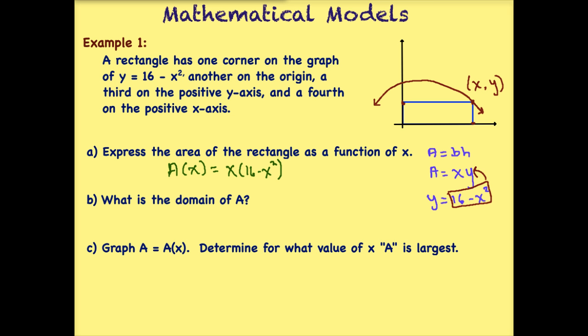So we do have now area expressed as a function of x, but let's go ahead and simplify this a little bit. So let's distribute our x term. We would end up with 16x minus x cubed. So now we know we have a cubic function, and we can visualize what that looks like. Let's look at part B. What is the domain of A? So what is the domain of the area? In other words, given these parameters where y is defined, what potentially would be the length of our base in order to stay within this parameter? So what we want to do is graph this function.